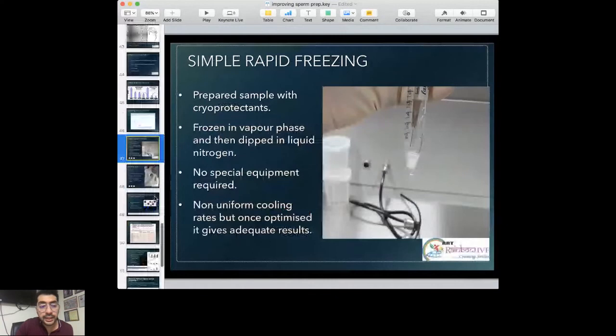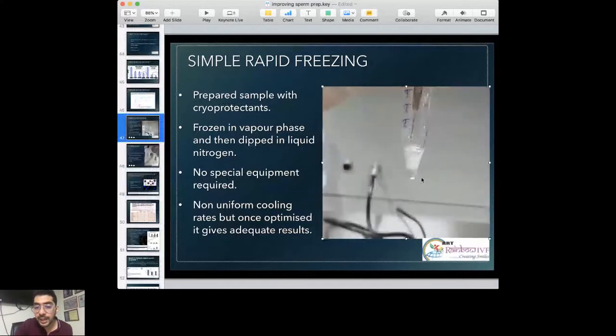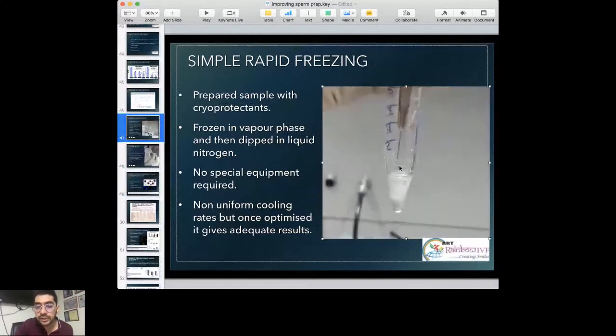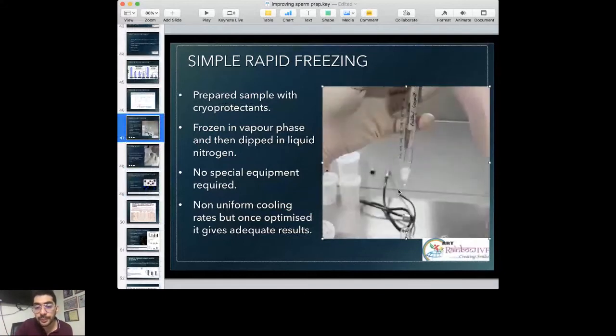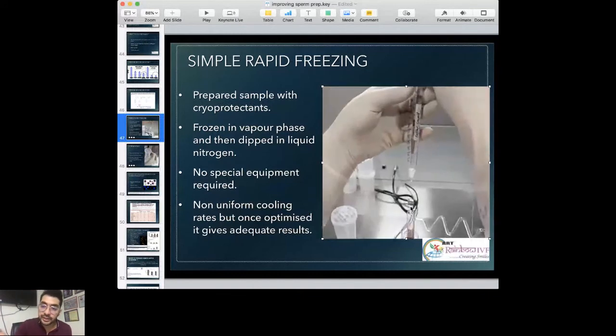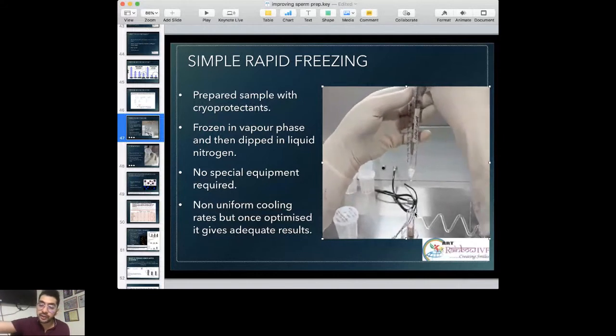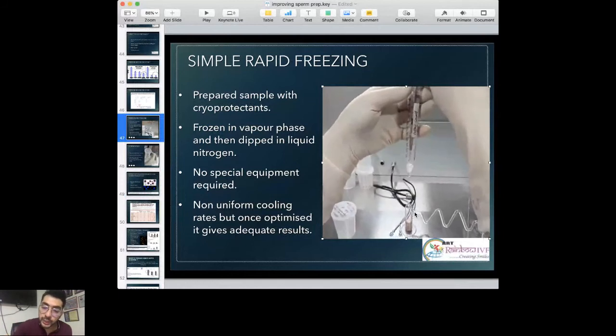The techniques are simple. With simple freezing, you prepare the sample using a density gradient, then slowly put the cryoprotectant into the pellet, mix it well, and subject it to simple freezing, where you put it in vapor first, then at the neck, and then into liquid nitrogen.